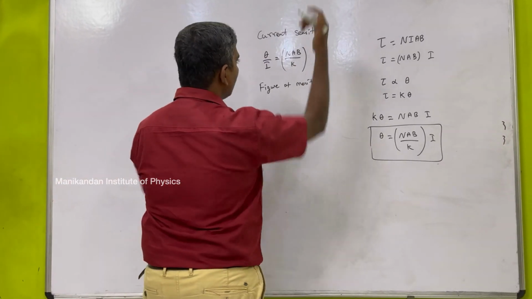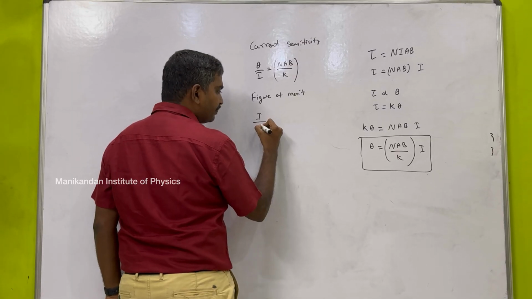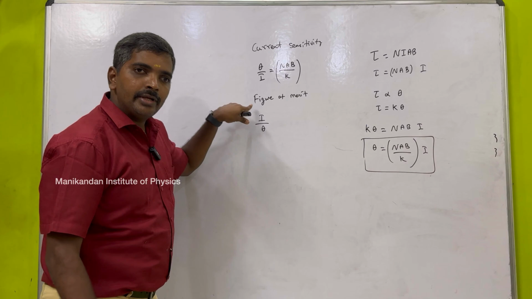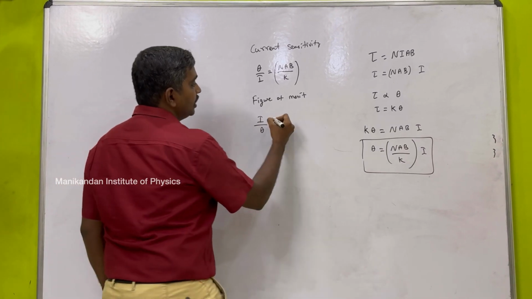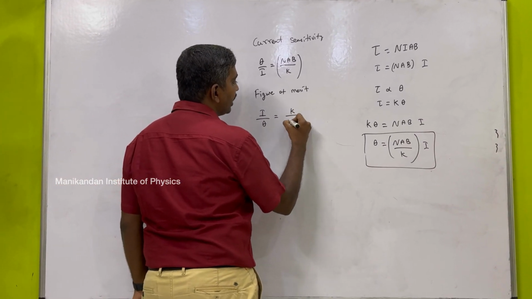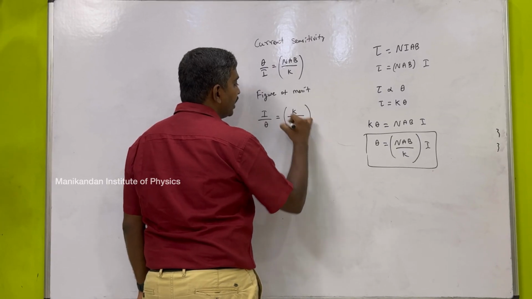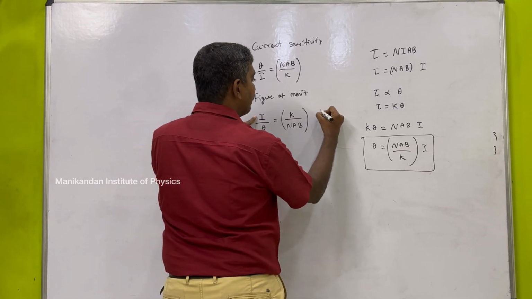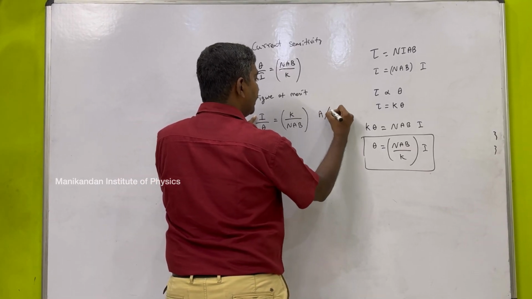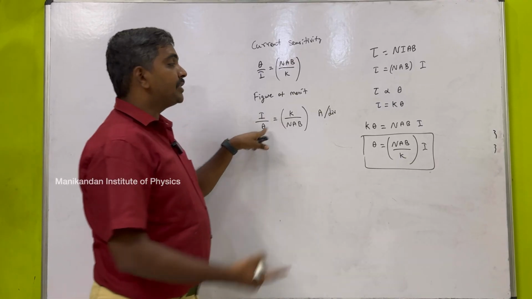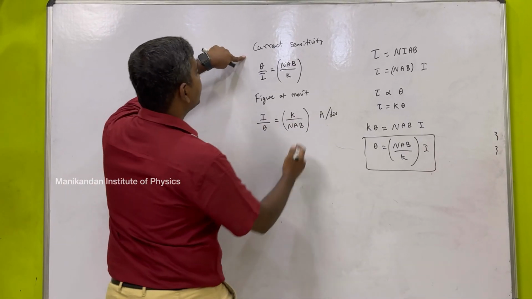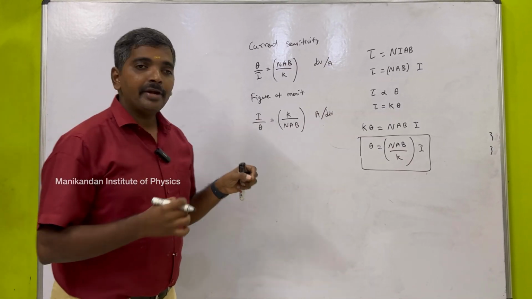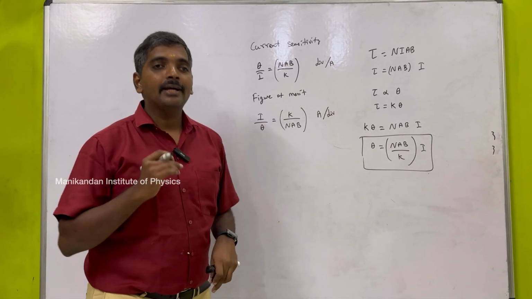It is just the inversion of this: I by theta, the amount of current required to get one scale deflection. I can simply write this as k by N into A into B. The SI unit is current in ampere by theta in divisions, so ampere per division. For the current sensitivity, the unit is divisions per ampere. So my figure of merit is just the inverse of the current sensitivity.